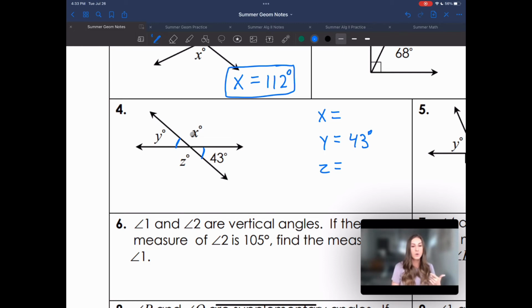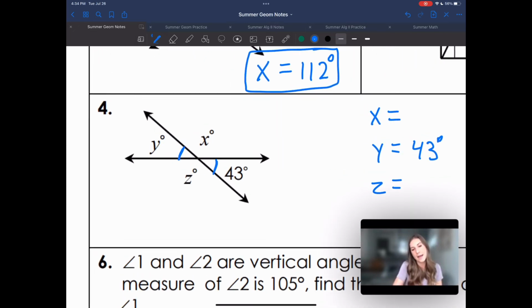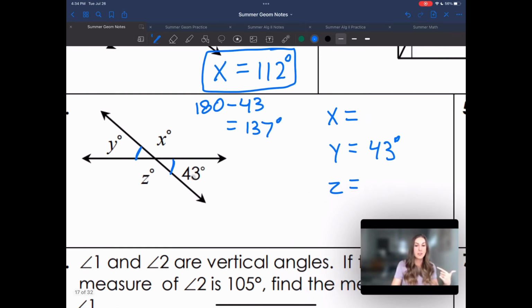Okay, now once we find either X or Z, we found them both because those are vertical to each other, so those are gonna be equal as well. So let's maybe look at, there's so many ways you could look at this. I always look for straight lines. So I'm gonna look at this straight line, and I'm gonna say, well, these ones are on a straight line, which means this angle and this angle have to add to 180. So to find X, I could just do 180 minus 43, which would give me 137 degrees. So that's gonna be your X, which also makes it your Z.